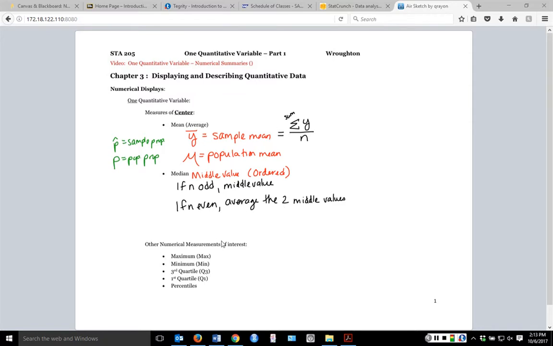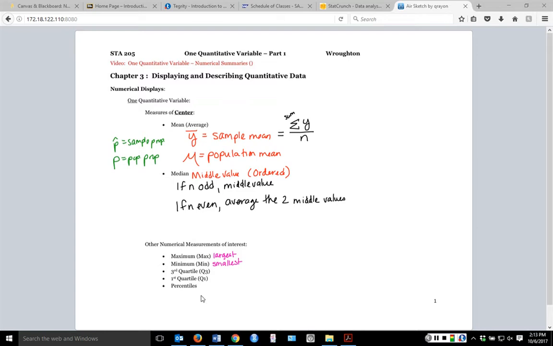Some other numerical measures that we're going to talk about are the max, or the maximum, which is of course your largest value. The minimum, or the min, which is your smallest value. And you've probably seen those before. Probably new to you are these quartiles. So we're talking about the third quartile and the first quartile.